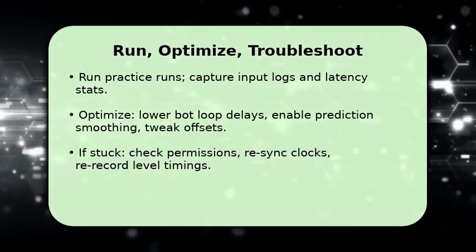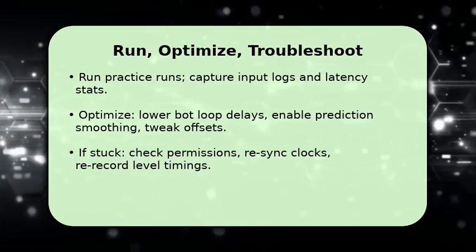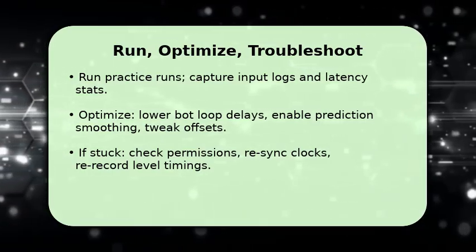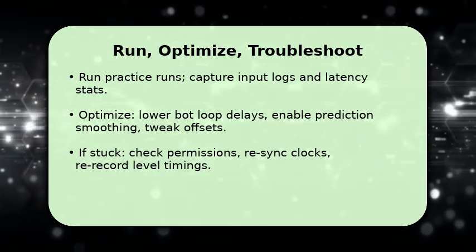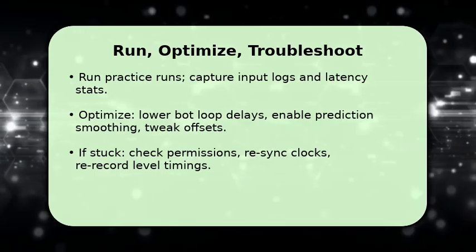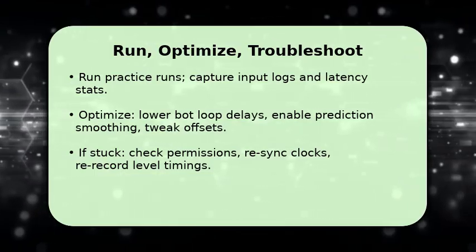If the bot fails, check role permissions first, then resync system clocks and replay level recordings to recapture timing data. One troubleshooting tip: if inputs drift over time, restart the bot and rerun calibration to clear accumulated latency.